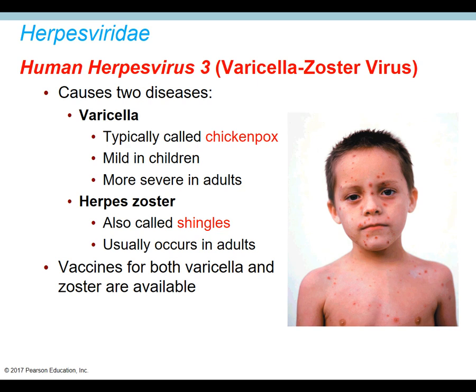When children get it, it's not typically very severe, but in adults it can be very severe. And then zoster is also called shingles, and that occurs in adults. And really, the zoster is the reemergence of the chickenpox, of the varicella, in a particular way. So nowadays you can get a vaccination for varicella and a vaccination for zoster.